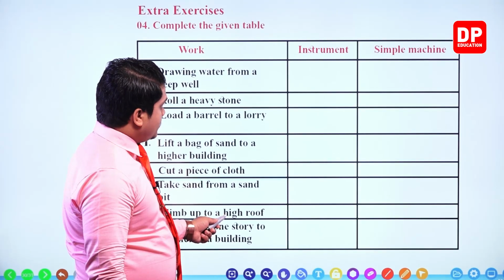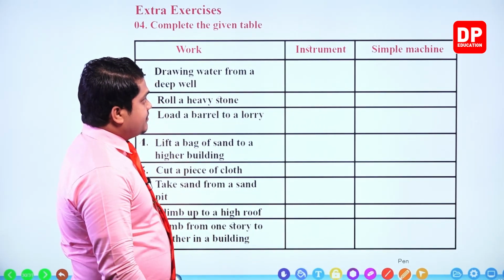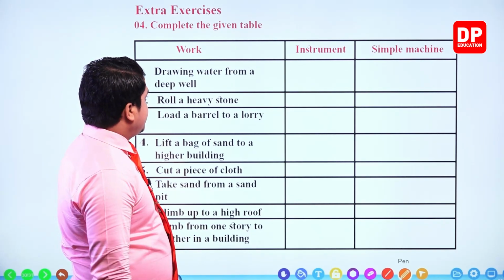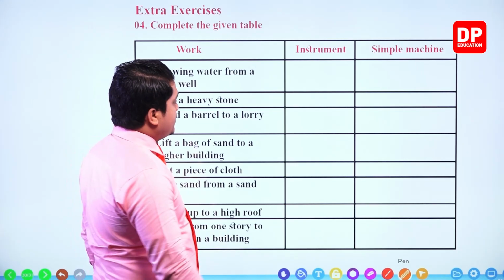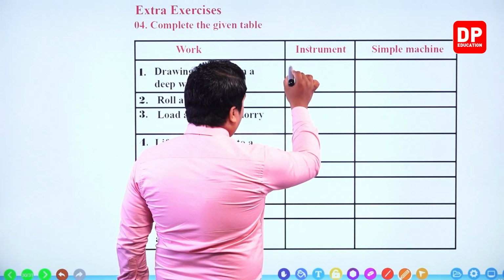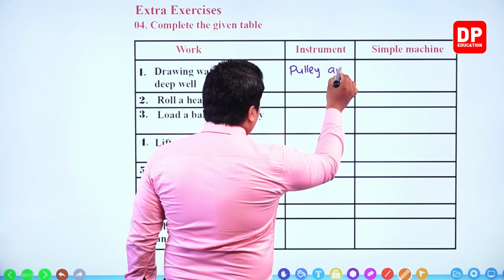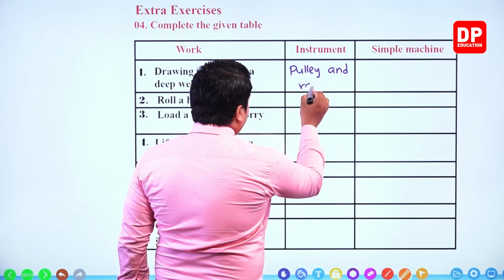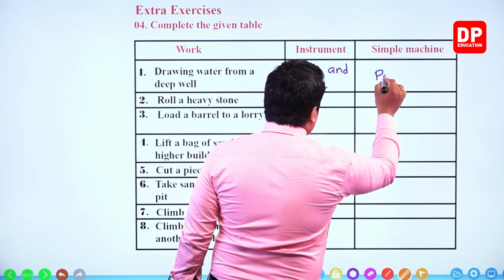For these works, you have to write down the instrument which is used and the simple machine which has been utilized. Drawing water from a deep well. The instrument: pulley and rope. You need a rope and a pulley. So the simple machine is the pulley. Very simple.